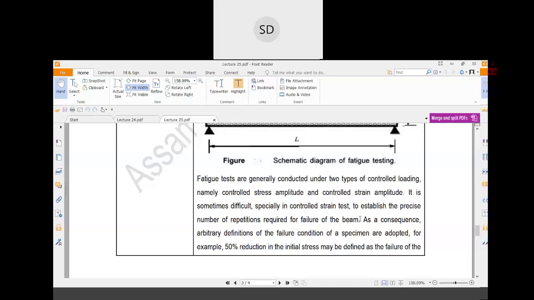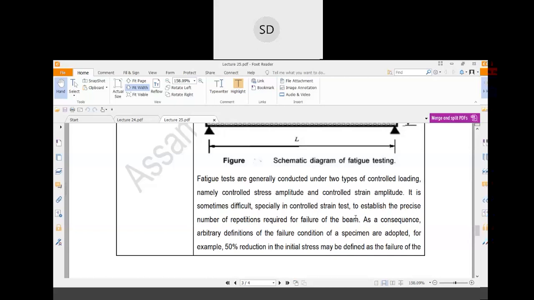So in the controlled strain test, researchers feel that establishing the precise number of repetitions required for the failure is very difficult. So as a consequence, an arbitrary definition of the failure condition of a specimen is adopted. Basically, in such cases, in a strain condition, you will not understand when the particular material fails, because to understand whether it has failed or not is very difficult in a strain condition.